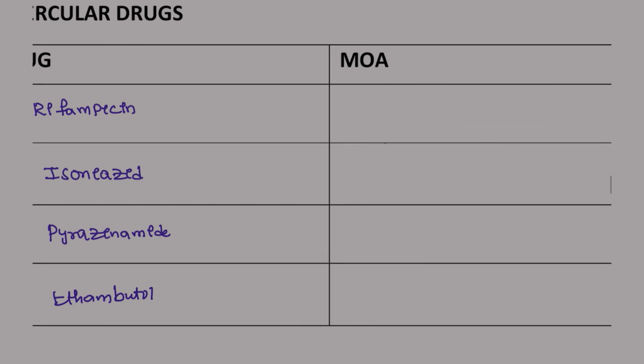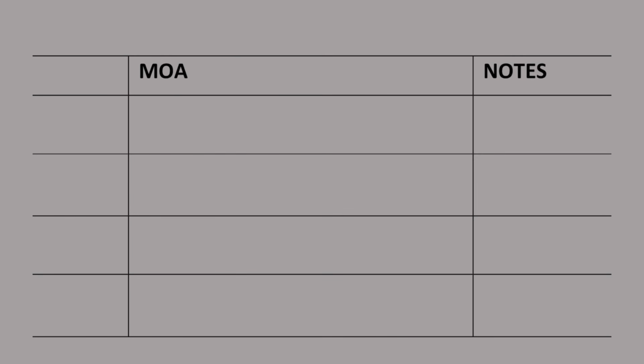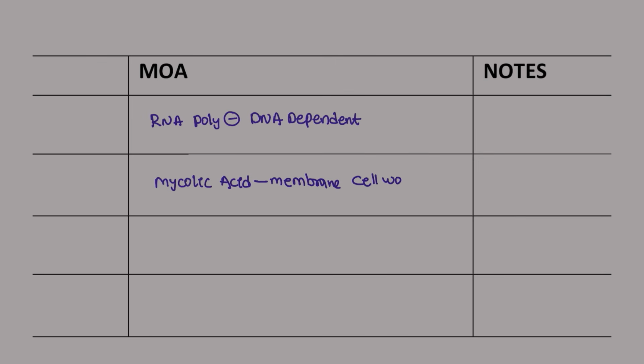So what is the mechanism of these drugs? Rifampicin, isoniazid, and the different drugs. The drug associated with this one is going to block the RNA polymerase, which is DNA dependent. So DNA dependent RNA polymerase is going to be blocked, right? That is the first mechanism of rifampicin. Next, the second one, isoniazid, is going to block mycolic acid. Where is this mycolic acid present, guys? In the cell wall, right? So it is going to break the cell wall by blocking the mycolic acids.